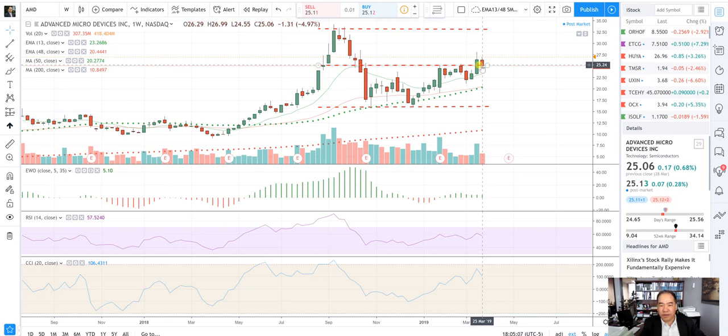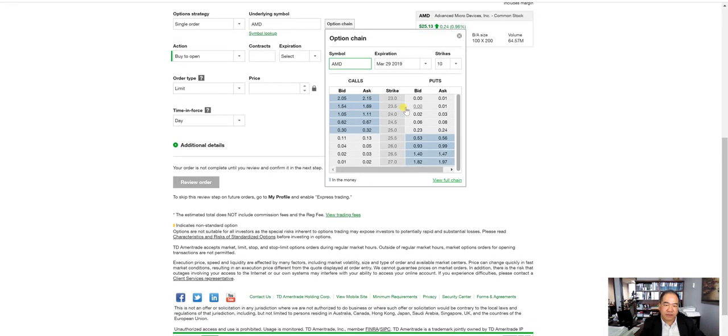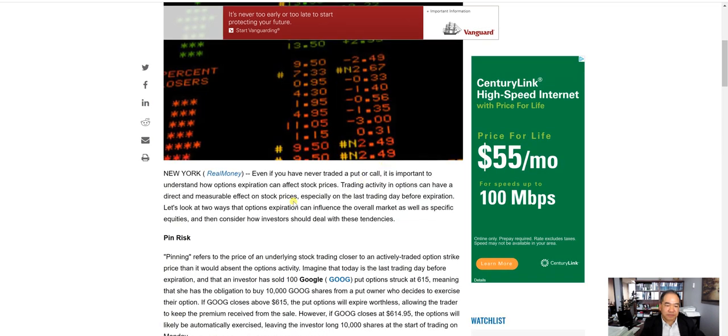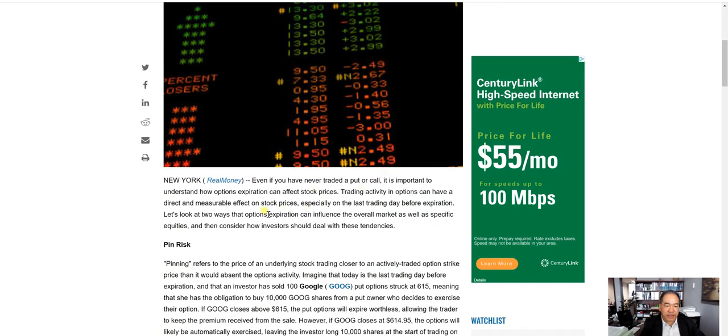But there's not much price action because, like I said earlier, the March 29th options are expiring. As this article indicated, even if you don't trade options, puts or calls, it's important to understand how option expiration can affect stock prices.